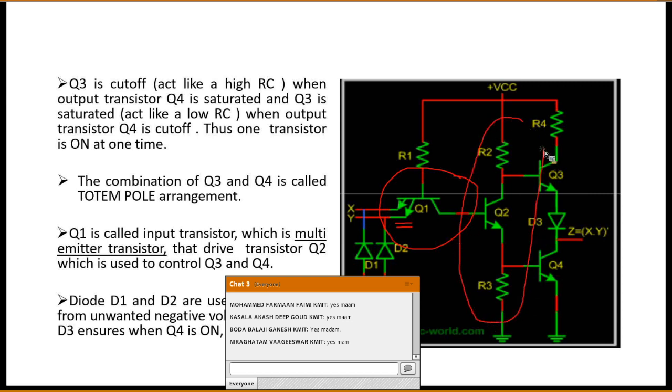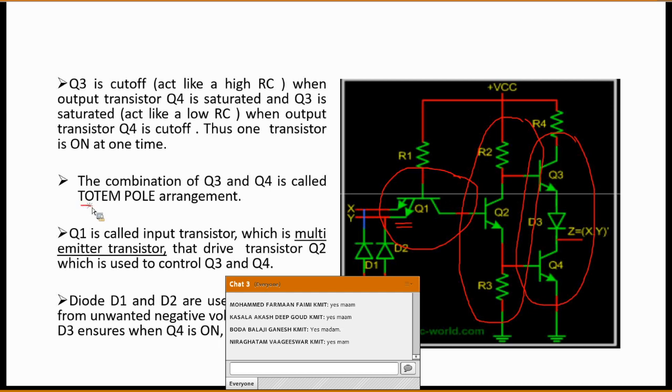these 2 resistors and the transistor Q2. This circuit is called a phase splitter. And the combination of transistors Q3 and Q4 is called a totem pole logic. So here it is written totem pole arrangement. What is the use of this totem pole? I'll explain.